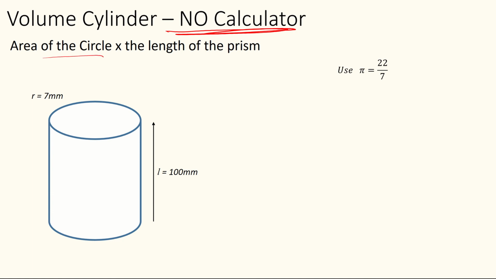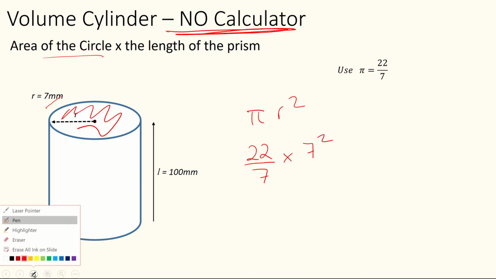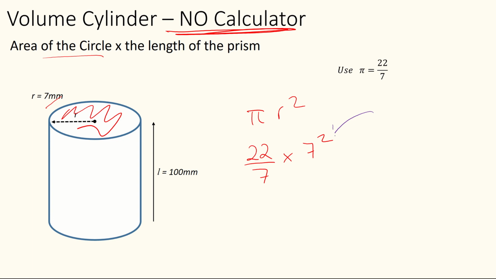So the area of the circle, I've drawn the radius on there. We're going to find this area first. So pi r squared. Now we don't have pi, we're replacing that this time with a fraction. So 22 over 7 times the radius, 7 squared. Now this is where it gets interesting, because at first you think, oh my god, what am I going to do with that? Just a quick reminder, 7 squared actually equals 7 times 7.